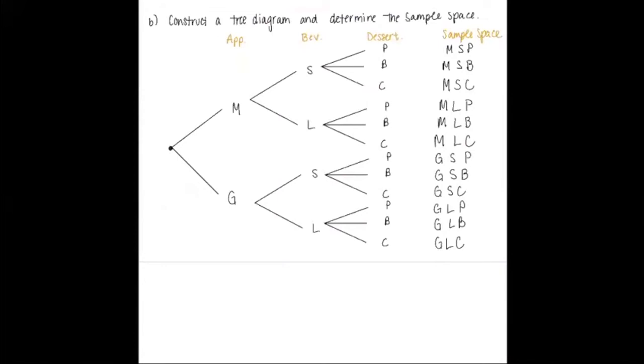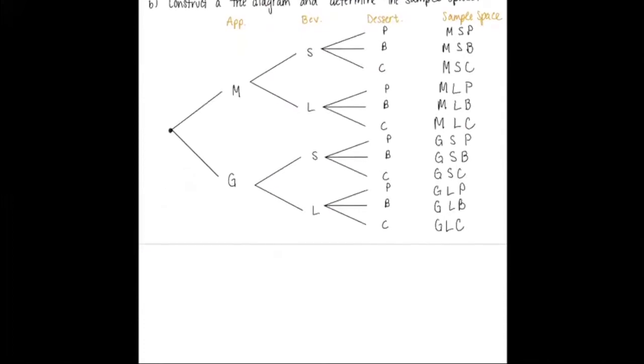So now that I've got every single outcome, calculating my probabilities is going to be a little bit easier because I can just utilize that sample space at the end. So for our final two little pieces, we're going to determine the probability that you first select guacamole for the appetizer.